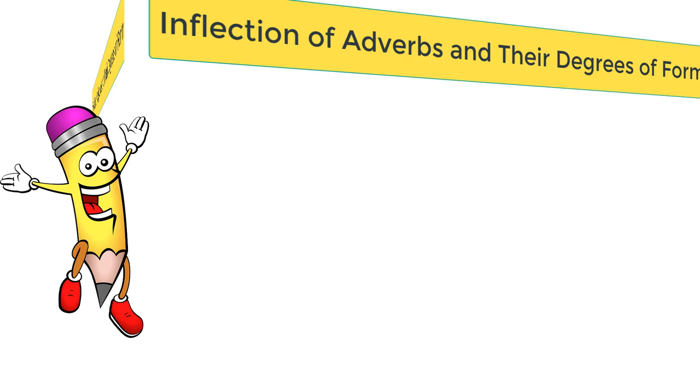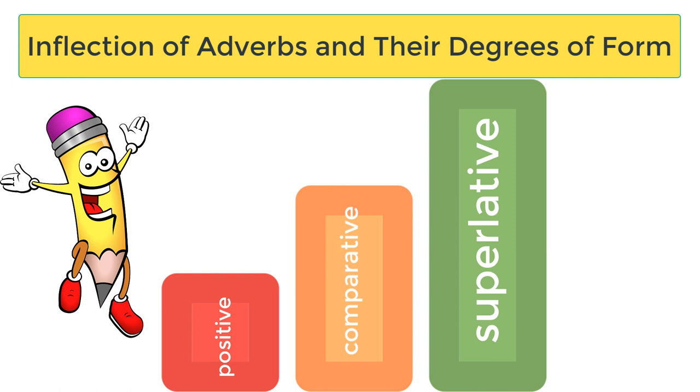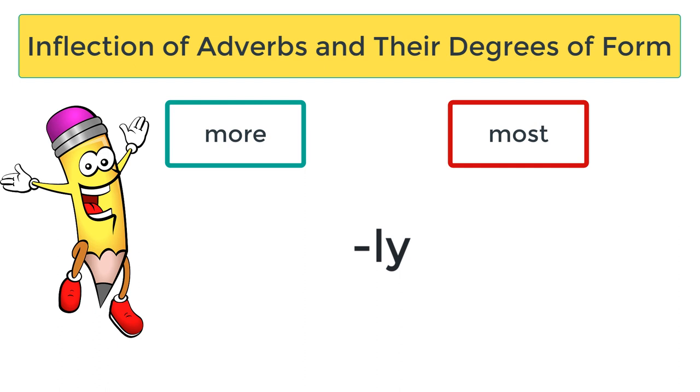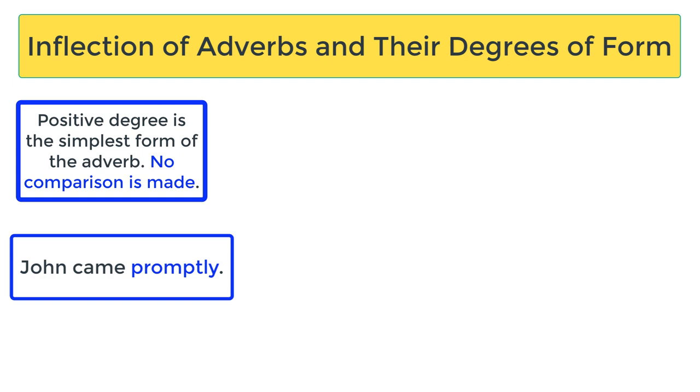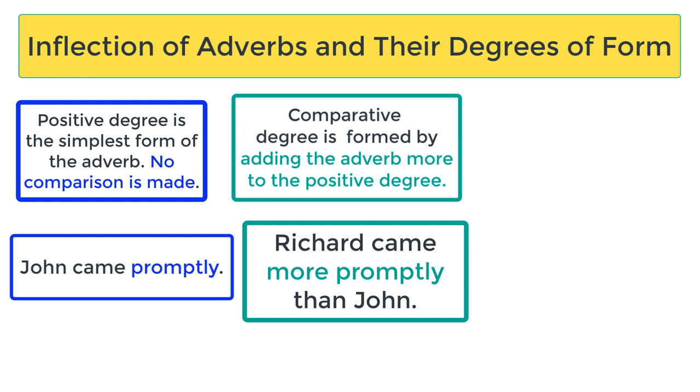Adverbs also have 3 degrees of comparison: the positive, the comparative, and the superlative. Most adverbs are compared by means of more and most, especially the ones ending in ly, like promptly. John came promptly. That is the positive degree. Richard came more promptly than John. This is the comparative degree. Henry came most promptly of all. This is the superlative.